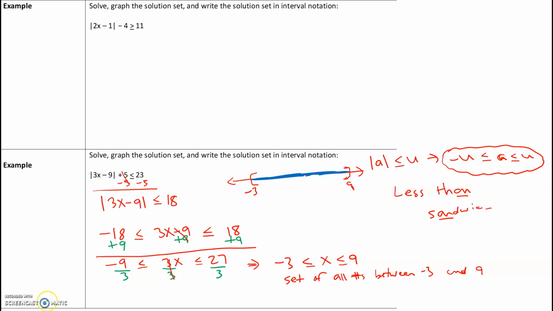In interval notation, the lowest value in our solution set is a negative 3. Our highest value is a positive 9, and that is our answer.